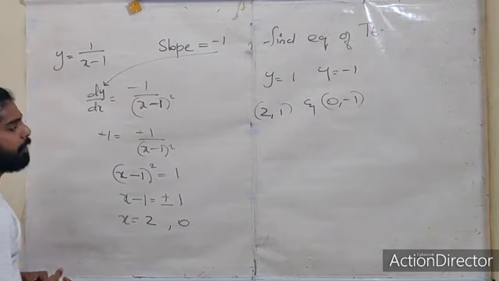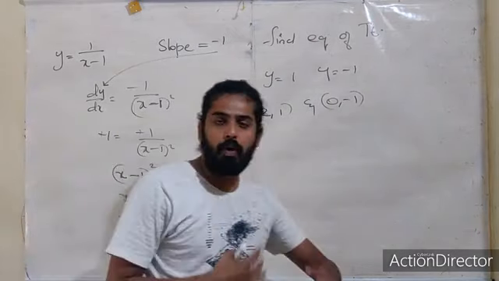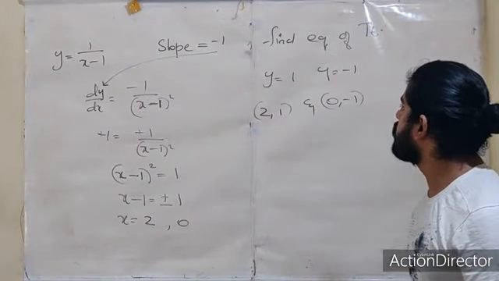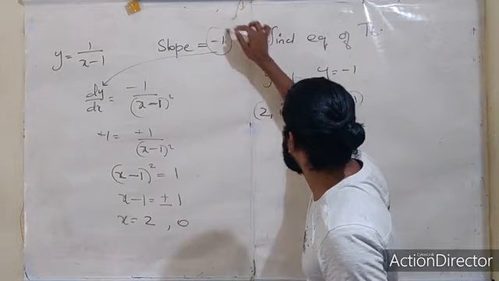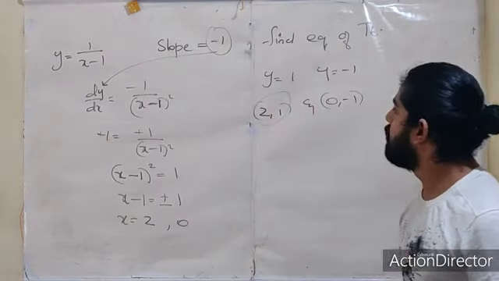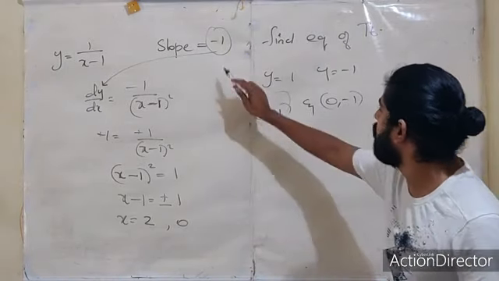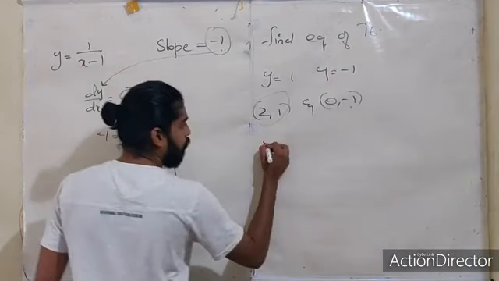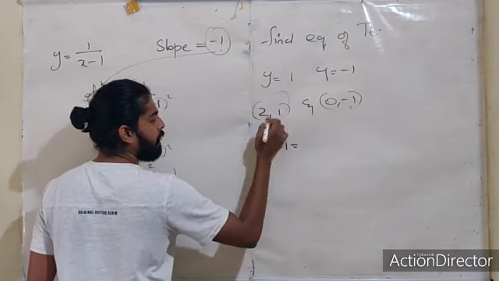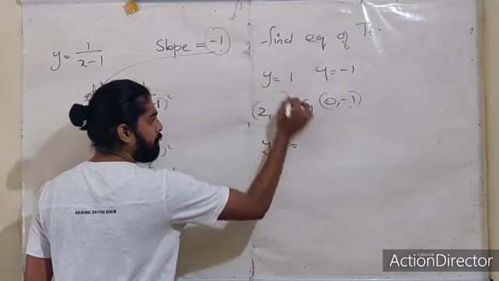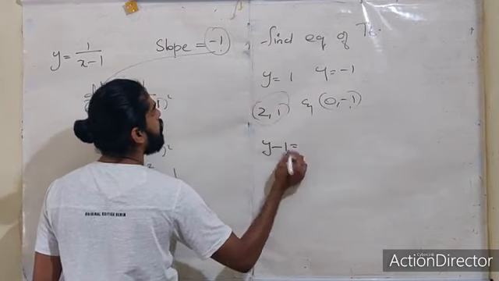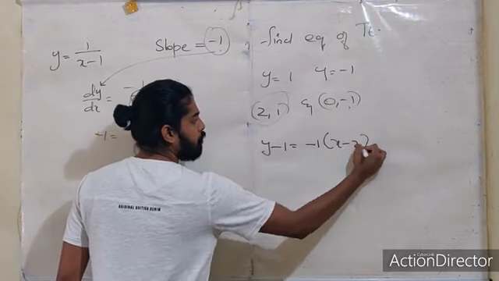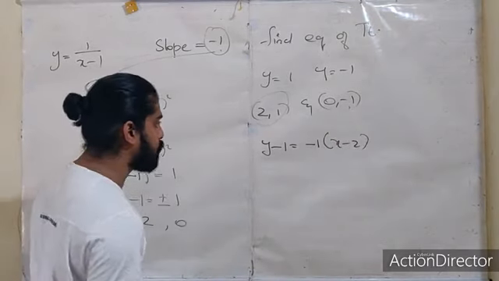The slope is equal to negative 1. So we need to find the equation of all lines with this slope negative 1. We'll find the equation of the line with this slope and this point, and then the equation of the line with this slope and the other point. So y minus 1, taking this point first: y minus 1 is equal to m, the slope, into x minus 2. That is, y minus y1 equal to m into x minus x1.